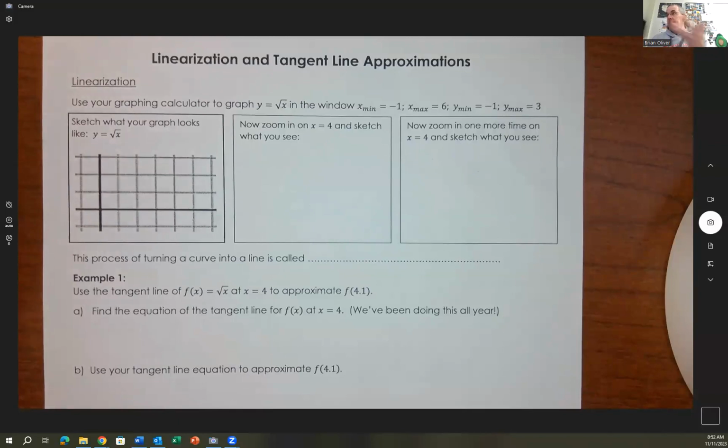I'm going to go over the linearization and the tangent line approximation stuff we talked about in class. So go ahead and share the screen and get started. It's the notes we went over in class. I'm just going to fill them out again.